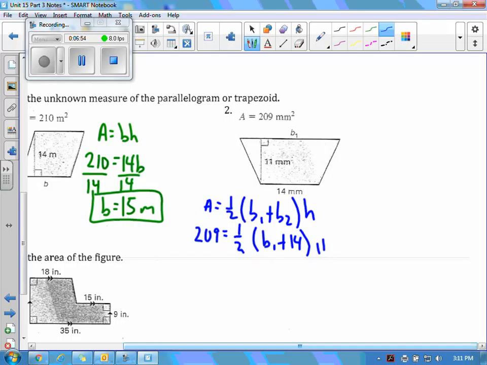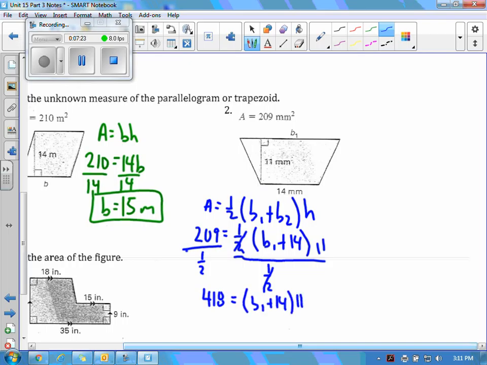Now, there's a couple ways you can do this. I'll show you the way that I like to do it. The first thing I'm going to do is divide both sides by 1/2. If you divide by 1/2, that's the same as multiplying by 2. So those halves will cancel. 209 divided by 1/2 is actually multiplying 209 by 2, so you'll get 418. And then on the other side, I'll still have base 1 plus 14 times 11.